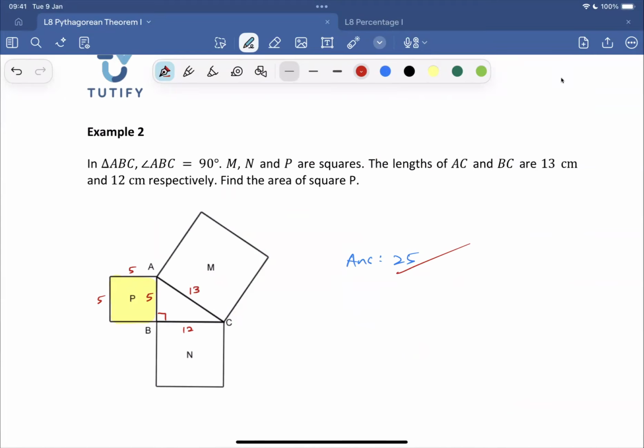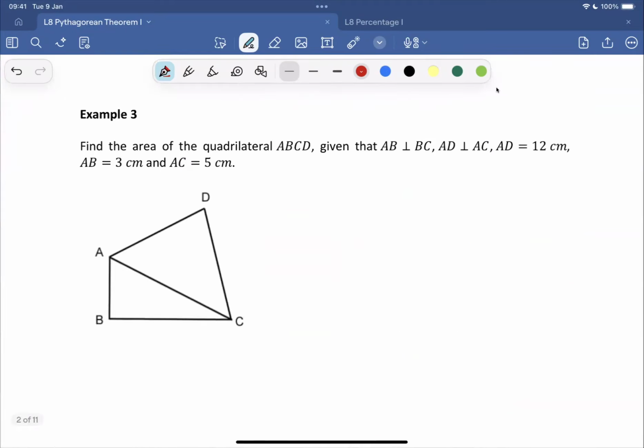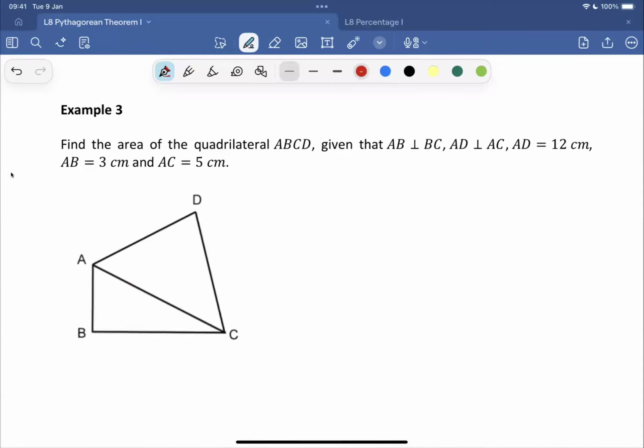All right. So let's try example number 3. Now, let's read the question and label the diagram. Whatever information they give you, we should write it down so that it's easier for us to visualize, okay? So let's see. AB is perpendicular to BC. There you go. AB is perpendicular to BC. AD is perpendicular to AC.